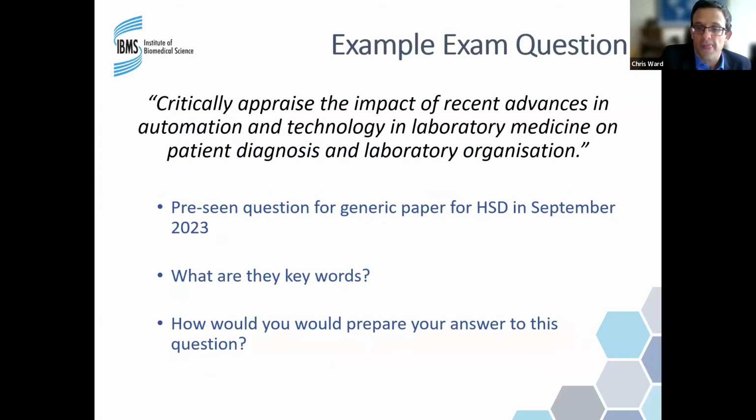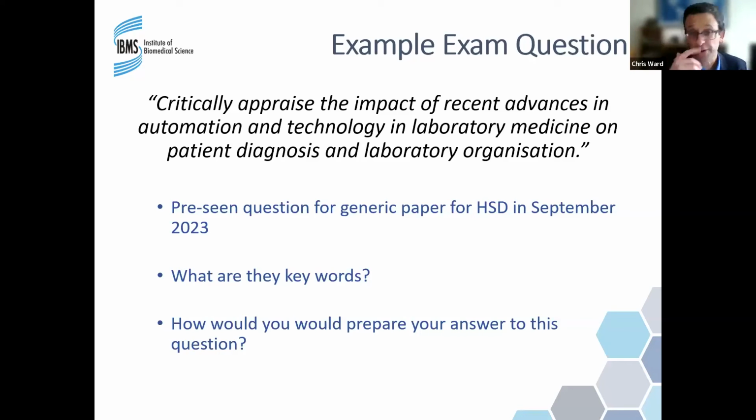Okay, apologies. So this was the question that we were talking about from the paper from last year: critically appraise the impact of recent advances in automation and technology in laboratory measurement on patient diagnosis and laboratory organization. This was a pre-seen question, so people had time to go away and prepare their answers. We had asked this question about 5 or 6 years ago, but technology has massively changed since then.